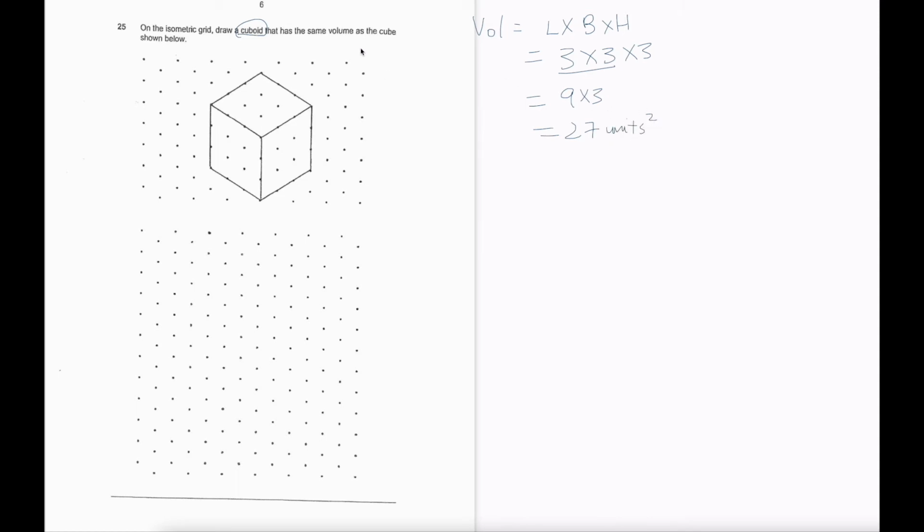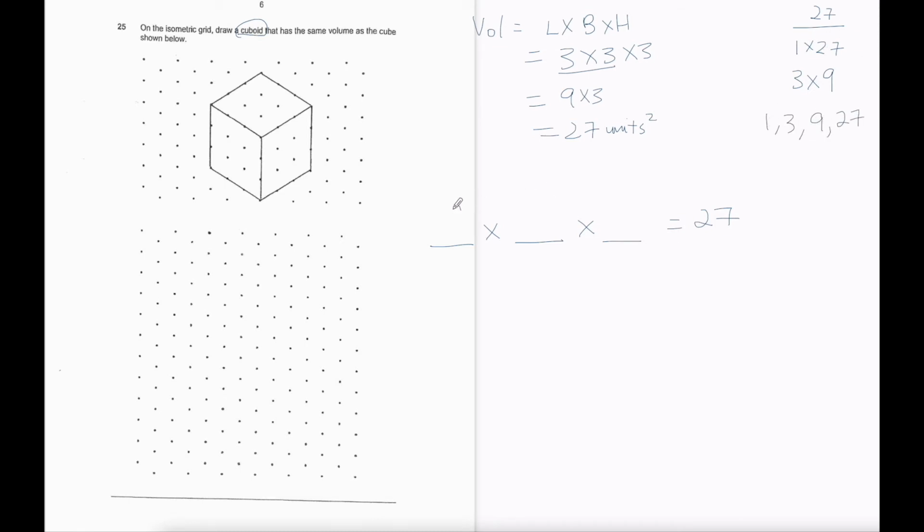Okay, so we have to use a total of 27 units, 27 boxes to form our cuboid. And always take note that cuboids do not have the same sides, okay? They have different sides. So let us see how we can find out the 3 sides. So for 27, what times what times 1 can give me 27? Let's find out the factors here. Okay, so my factors are just all these numbers here.